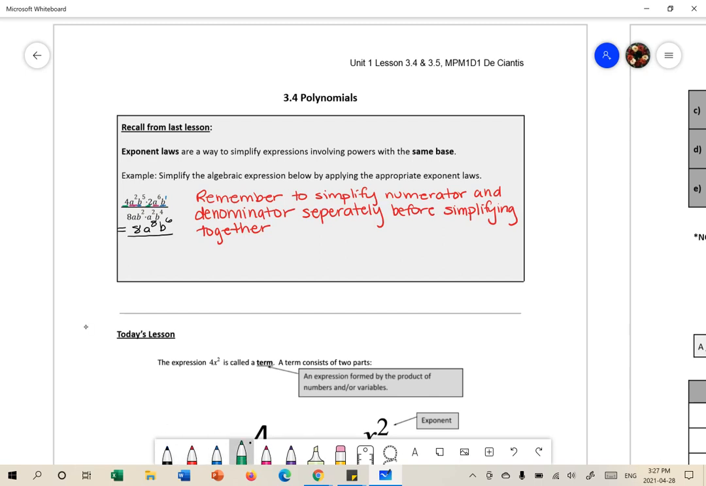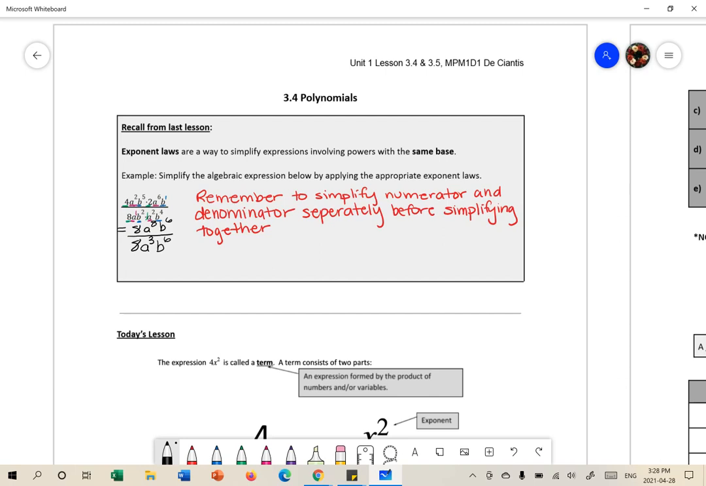And I'm going to simplify my coefficients together, 8 and invisible coefficient 1. 8 times 1 is 8. My a factors will be simplified together. So this a has an invisible exponent 1. 1 plus 2 is 3. And then simplifying my b factors together. 2 plus 4 is 6.